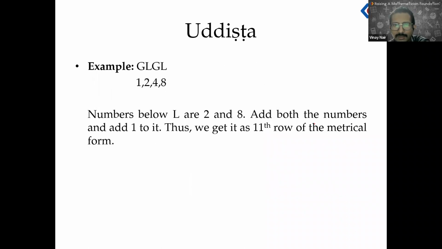Maybe there are. Okay, so this is another way of Uddishta. Suppose you want to find which row this comes. What you do is you write powers of 2 below the numbers: 1, 2, 4, 8. Numbers below L are 2 and 8. Add both of them. 2 plus 8, you get 10. And add 1 to it. That is a blanket rule. You do that. You get 11. So you will see that Guru Laghu will be the 11th row.